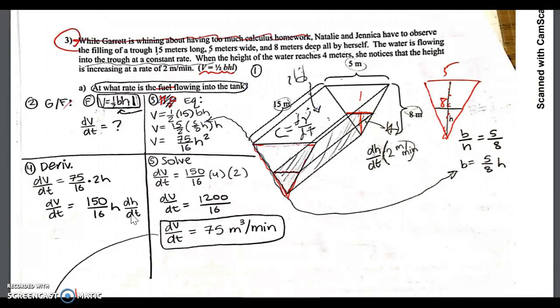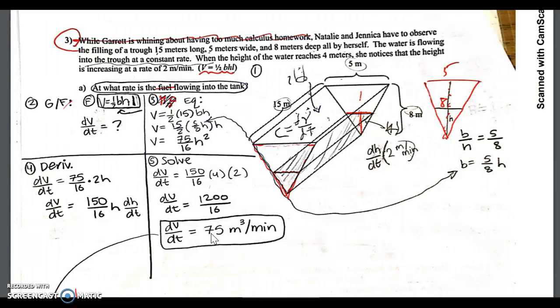Now we're going to figure out what dV/dt is, because we're actually given the dh/dt. That was given right up here, 2 meters per minute. The height is increasing. And we also know the height. And so we're going to put in 150 over 16. The height when this rate is 2 meters per minute is 4 meters. That's the when. So we're going to put in the 4 meters high, the 2 meters per minute there. And when we multiply it all out, we end up with 75.